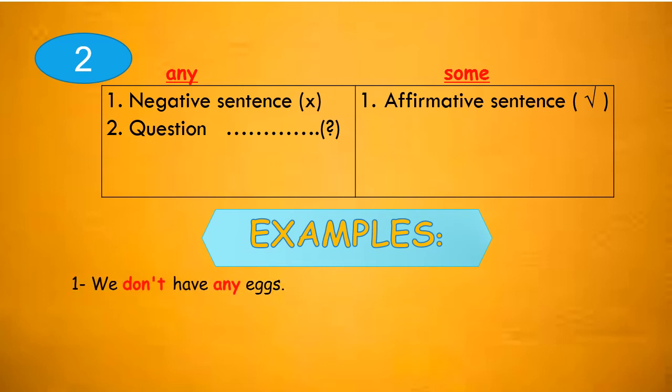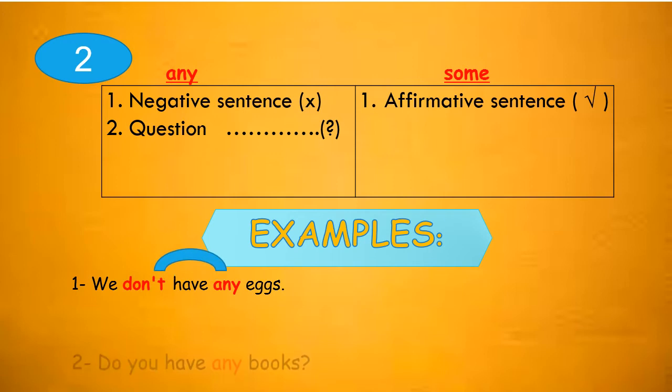So, example number 1 of any. We don't have any eggs. So why did I use here any, not some? Because of don't. This is a negative form.